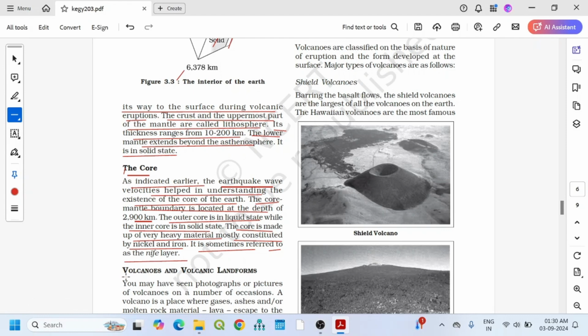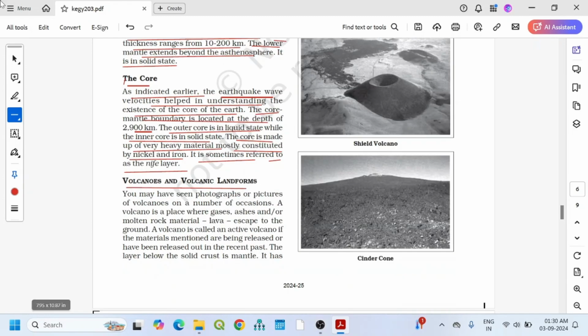Volcanoes and volcanic landforms. We may have seen photographs or pictures of volcanoes on a number of occasions. A volcano is a place where gases, ashes, and or molten rock material lava escape to the ground. A volcano is called an active volcano if the materials mentioned are being released or have been released out in the recent past. The layer below the solid crust is mantle.